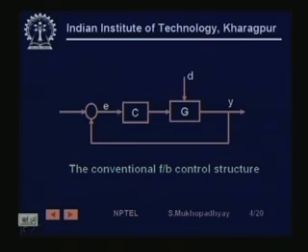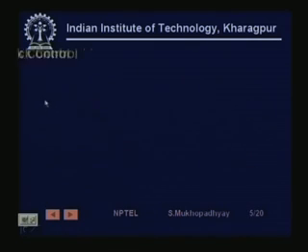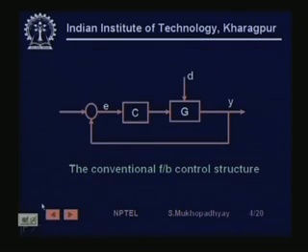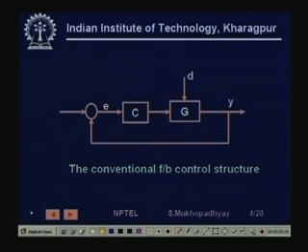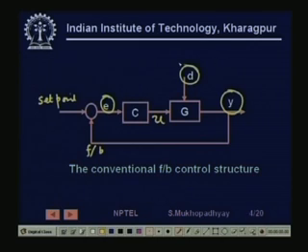So, let us look at the conventional feedback control structure that we have studied all the time. Now, here this is the set point, and this is the feedback and this is the error. This is the control input u, this is the output y and this is the disturbance d. We have seen all these.